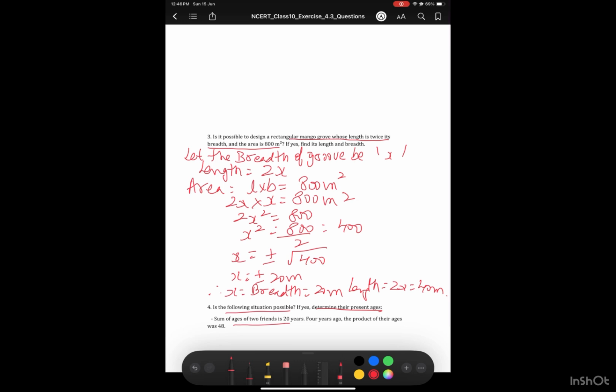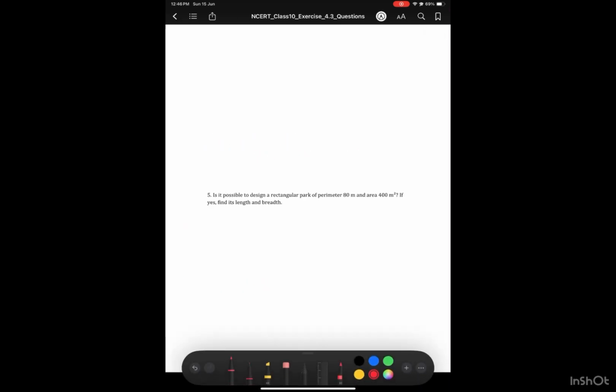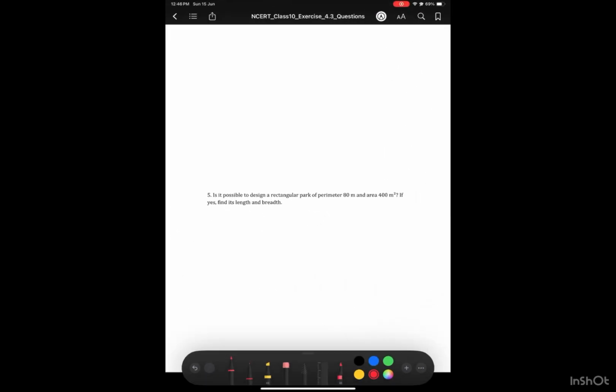The next is: sum of ages of two friends is 20 years. 4 years ago, their product of ages was 48. We have to find out their ages. Since I am given that the sum of ages of two friends is 20, that means let the age of one friend be x and the age of another friend be 20 minus x. दोनों को प्लस करके 20 आया. तो अगर एक फ्रेंड x years का है तो दूसरा फ्रेंड 20 minus x years का होगा.